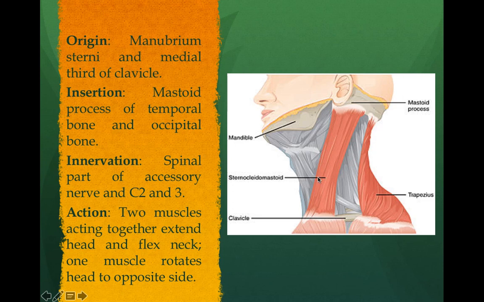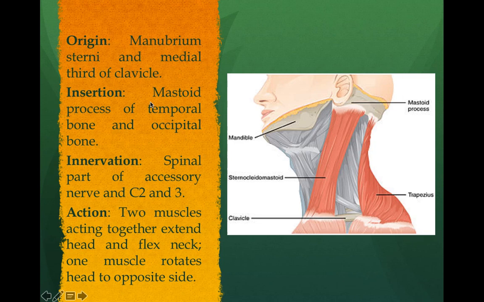And the posterior border of this muscle is related to the cervical plexus and the phrenic nerve. This muscle originates from the manubrium sterni and the medial third of the clavicle. I have to draw your attention to a point: the clavicle is divided into lateral, middle, and medial thirds. So focus with me, please. The medial third of the clavicle, not the middle third of the clavicle. There is a difference between the two terms.